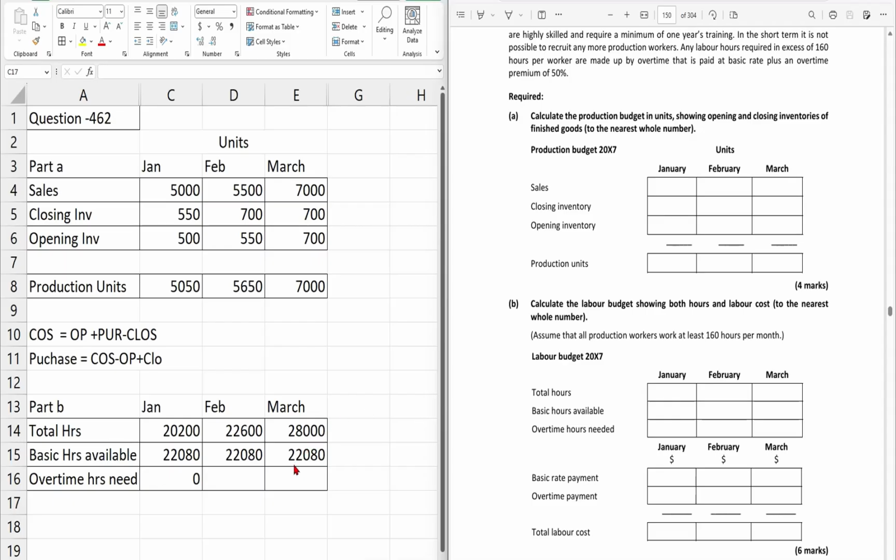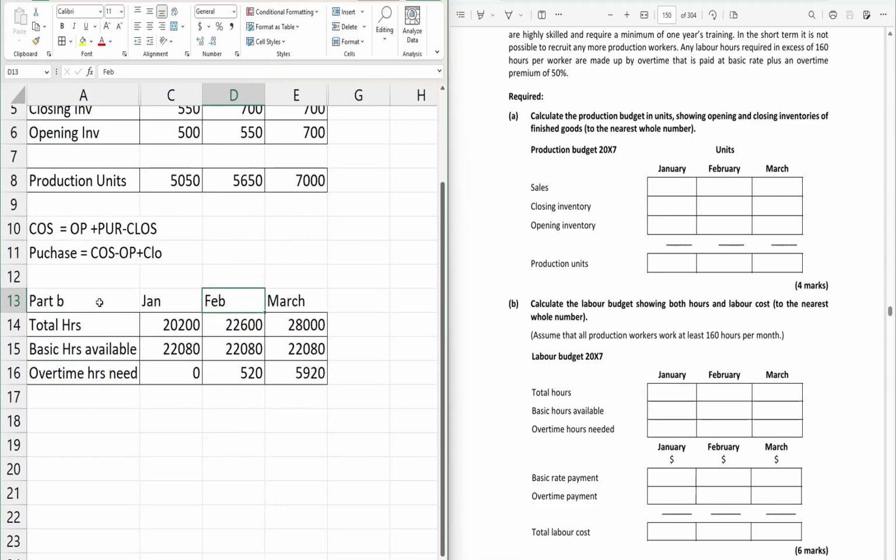That's fine. Now for the month of Feb, we need 22,600 but we only have 22,080. So how many extra hours do we need? Just subtract this. 520. We need 520. Similarly for March, we need 28,000 hours but we only have 22,080. So how much extra overtime do we need? 5920. Done. We are done with this part.